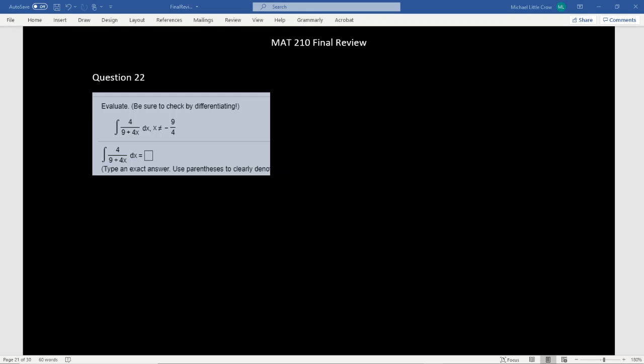Question 22. This looks a little tricky. We're asked to evaluate this integral with no limits, so we will have plus a constant, remember. Notice there is a constraint because if x were negative 9/4, we would have a division by 0. We'd get 0 in the denominator. That's a protection, so don't worry too much about that.